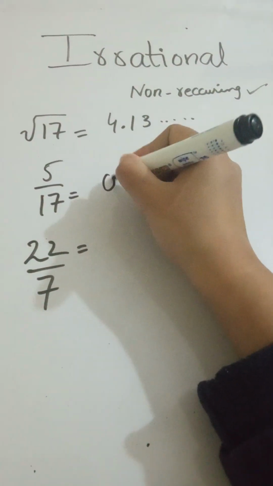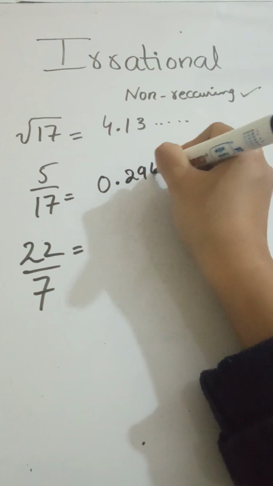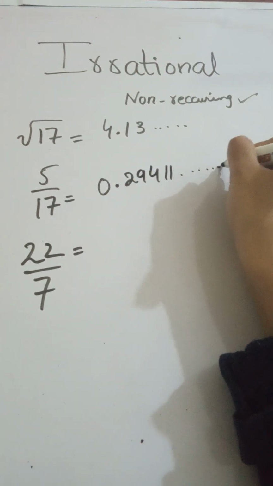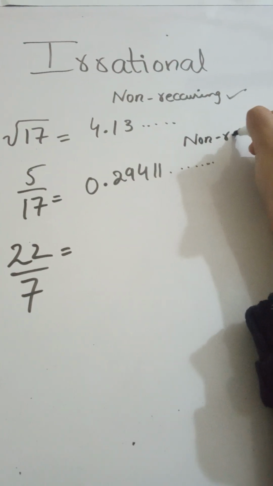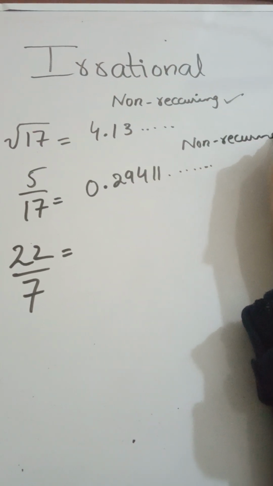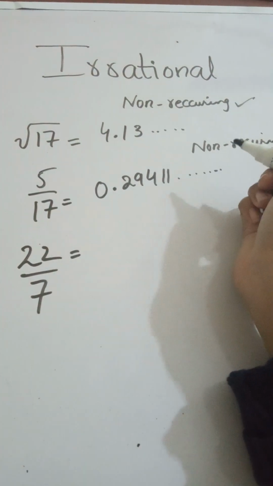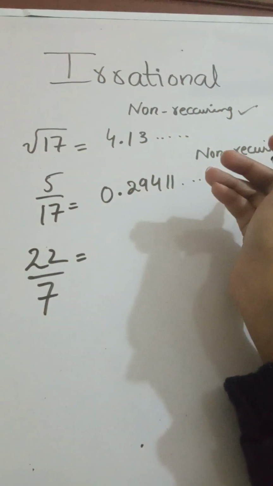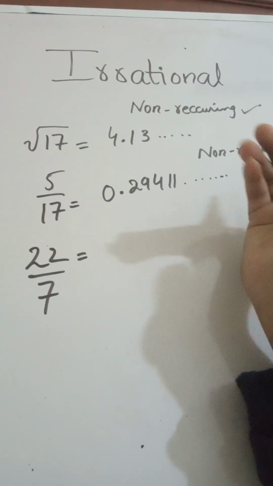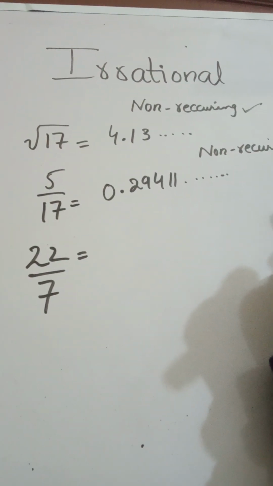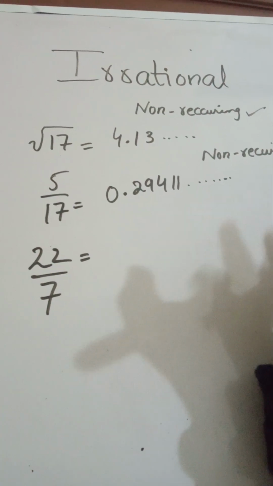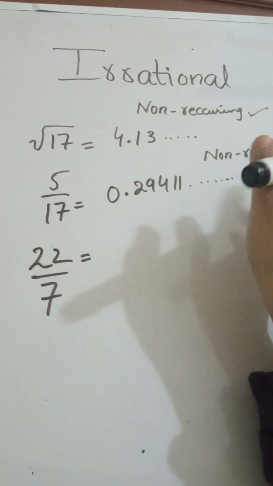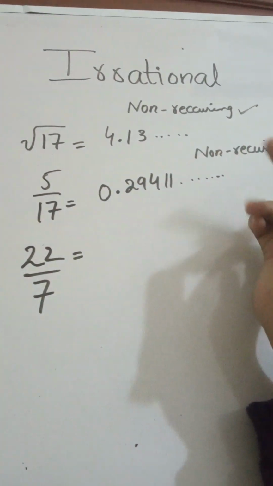5 by 17, I will get 0.294 something going on. Okay, it's also non-recurring. It's not stopping, and there is not any pattern also. So it's a non-terminating also. Non-terminating is that fraction that is going on. Okay, there is no relation in non-terminating about the repeating or non-repeating. It's only in recurring. Okay, it's also non-terminating and non-recurring.